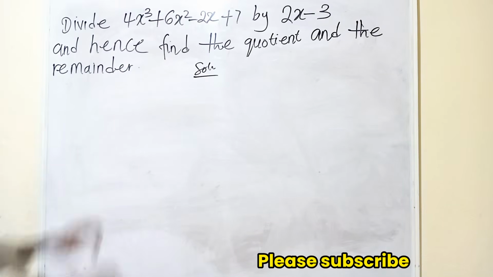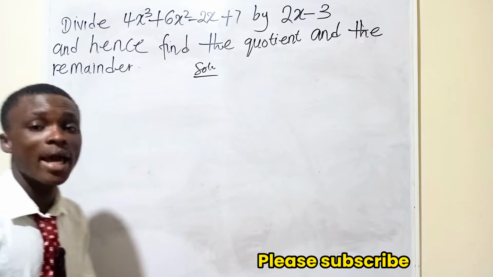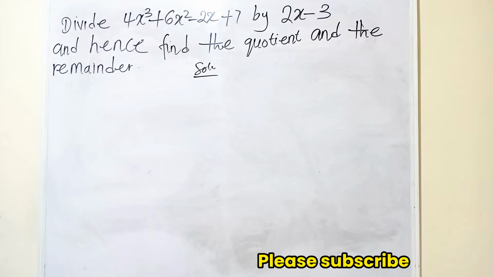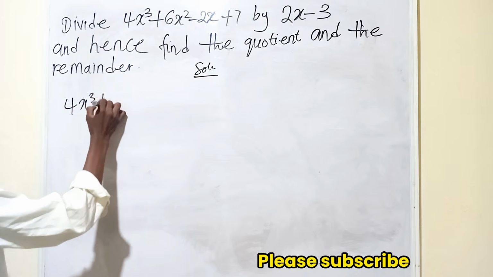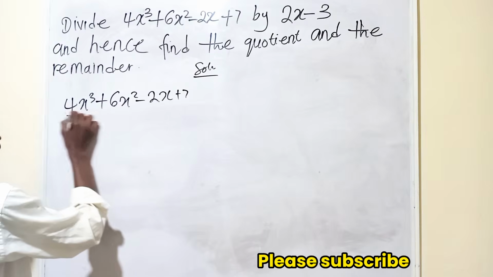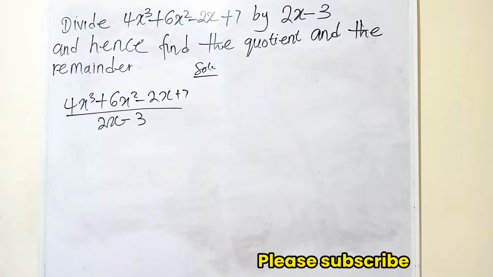All right, the question says, divide 4x cubed plus 6x squared minus 2x plus 7 by 2x minus 3. And hence, we are asked to find the quotient and the remainder. All right, this is what we are asked to do: 4x cubed plus 6x squared minus 2x plus 7 divided by 2x minus 3. How do we solve this?